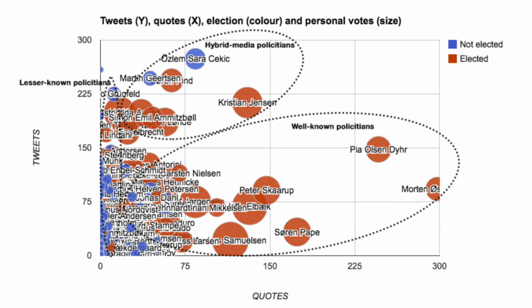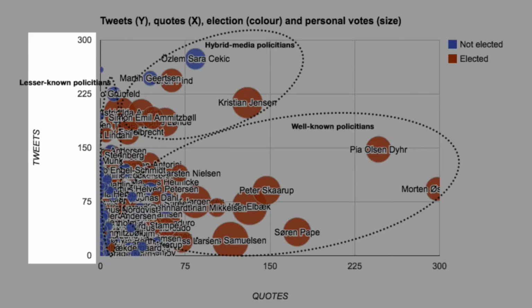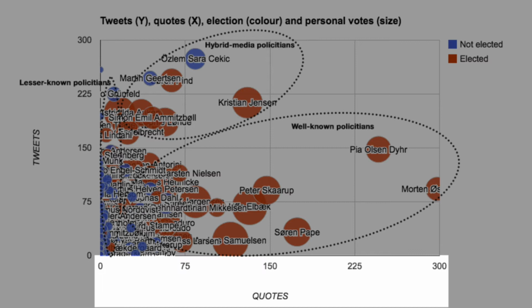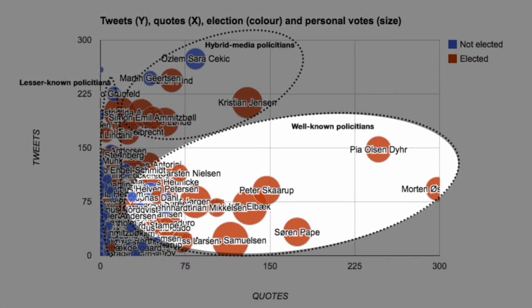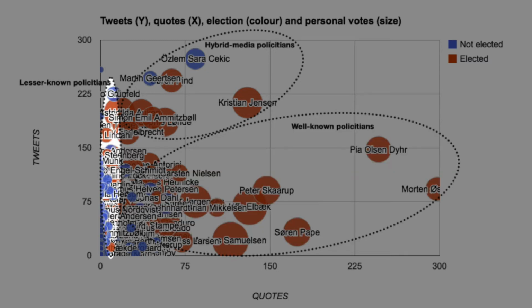In this instance, we're looking at tweets from politicians and quotes in legacy media on this axis. What we see here is that most of these politicians down here are running with all the attention in legacy media, and they get elected. What we see over here is that there's a lot of unknown politicians. They're trying to do a lot of tweeting, they're not getting elected.